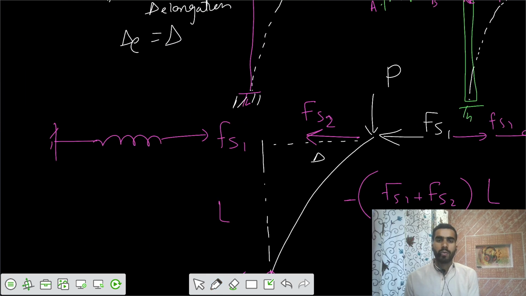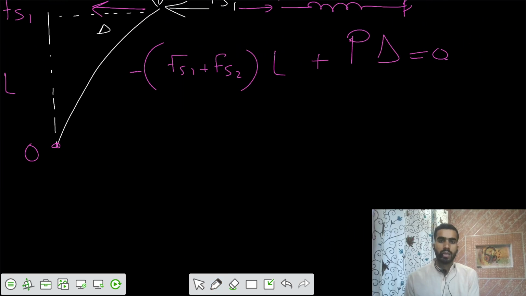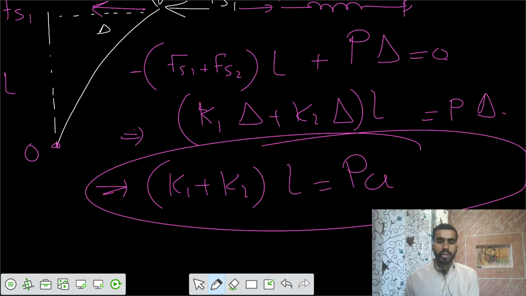And I know that spring force equals K times delta. Which implies that (K1 delta plus K2 delta) into L equals P into delta. Then I can write (K1 plus K2) L equals PCR. That's your answer.